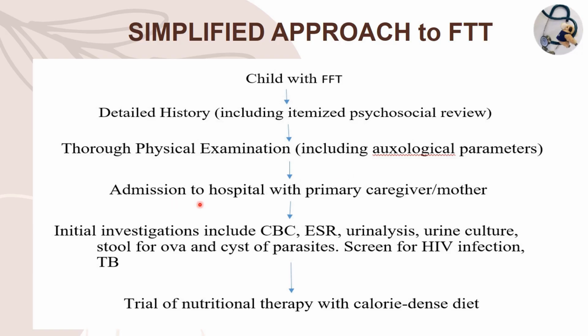Then you admit the child to the hospital along with the primary caregiver or mother. Then do initial investigations which include CBC, ESR, urine analysis or urine culture, and stool test to see ova, cysts, parasites, and then do the screening for tuberculosis and screening for HIV. Those are two common infections leading to failing to thrive. After that, a trial of nutritional therapy should be done with a calorie-dense diet for every child.